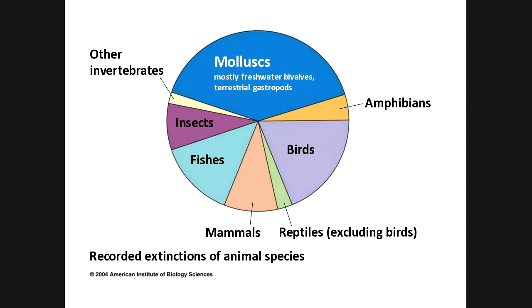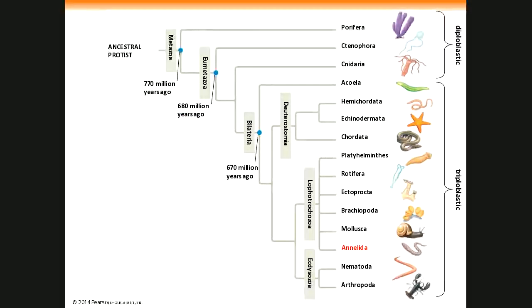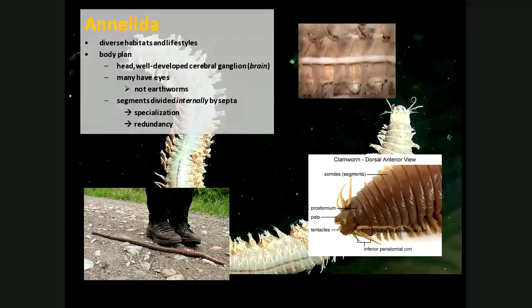I only got a few minutes, but I do want to get into the annelids, so we can pick up with that next week. So let me go ahead and start that. The annelids, so we're down here. These are the segmented worms. Found all over the place, diverse habitats. There are marine forms, there are terrestrial forms.